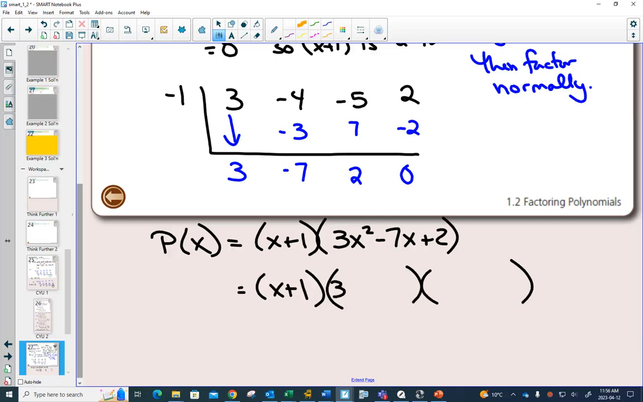Only way to get 3x squared, 3x and x. The only way to get 2 would be a 2 and a 1, but it makes a difference where you put the 2. I'd have to put 2 here, so my outside is 6x and my inside is 1x. To make -7, I need -6 minus 1, and now we've factored it completely.